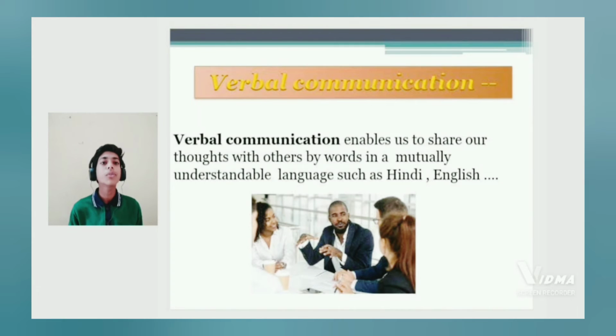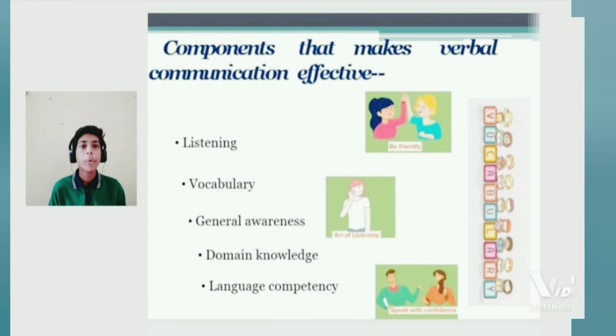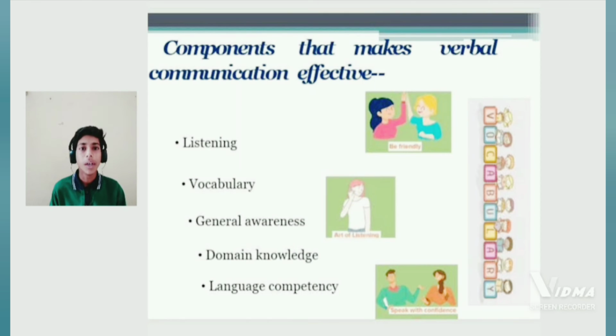The first type of communication is verbal communication. What is verbal communication? Verbal communication enables us to share our thoughts with others by using words in a mutually understandable language such as Hindi, English, etc. Components that make verbal communication effective are listening, vocabulary, general awareness, domain knowledge and language competency.